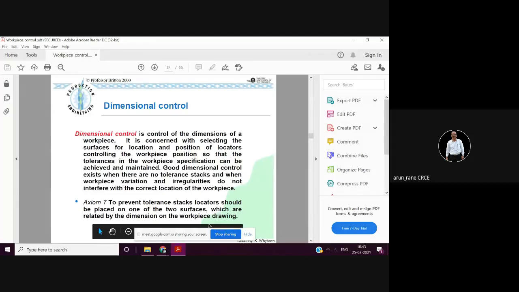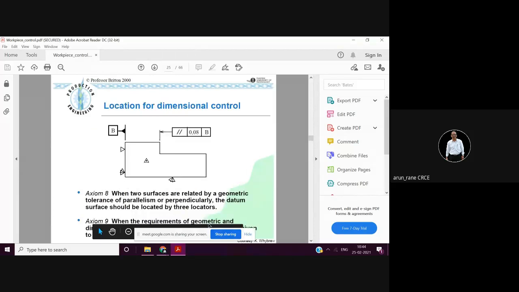So tolerance stack means tolerance goes on adding. Suppose one dimension has 10 plus minus 0.05, the other 10 plus minus 0.05. So total it will be 20 plus minus 0.1. And if you are giving 20 plus minus 0.06, then it is not possible to achieve. So that is what is called the tolerance stack. And in dimension control, this is very important.